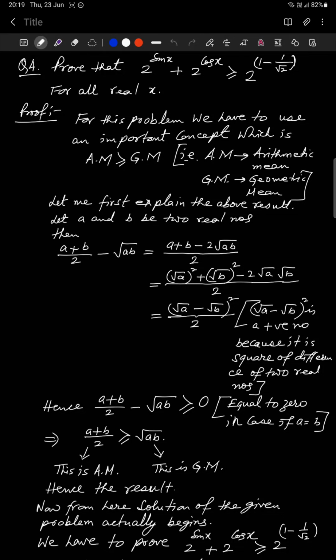Another good problem from trigonometry is in front of us, which says: prove that 2 to the power sin x plus 2 to the power cos x is greater than or equal to 2 to the power 1 minus 1 by root 2. This 1 minus 1 by root 2 is the power of this 2. This we have to prove for all real x.